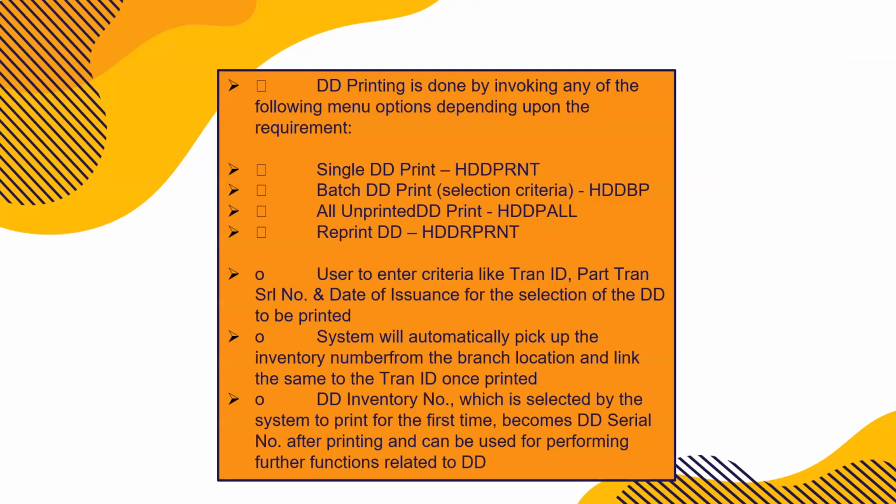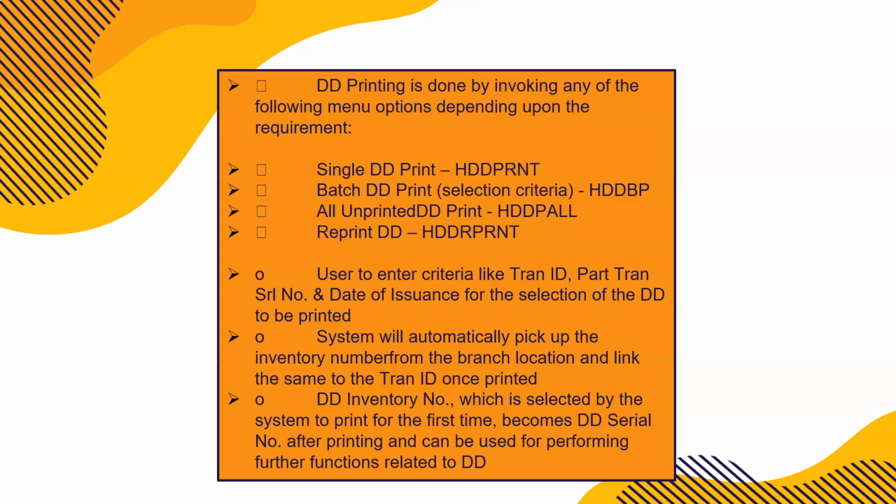DD printing is done by invoking any of the following menu options: HDDPRNT, batch printing HDDBP, all unprinted DD print HDDPAL, or reprint demand draft. In case we printed a demand draft and something got torn or something happened, we can reprint again also. The command is HDDRPRNT. User to enter criteria like TRAN ID, part TRAN ID, serial number, issue date, selection of DD to be printed. System will automatically pick up the inventory number from the branch location.